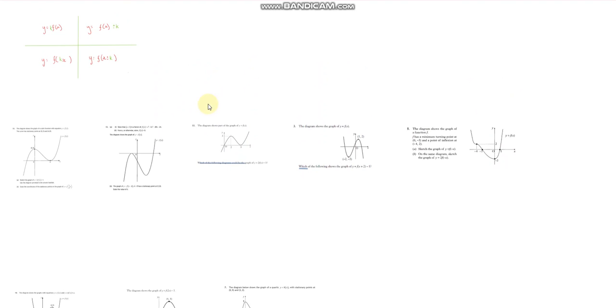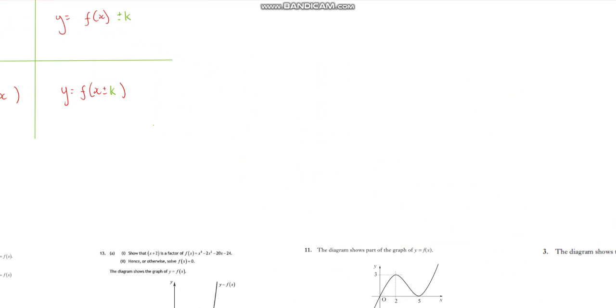And then these ones, I've got a little bit more chat about maybe a differentiated graph or working backwards. So slightly trickier questions. These are your standard questions, just moving the graph up, down, left, and right.